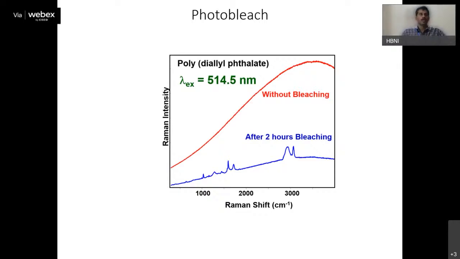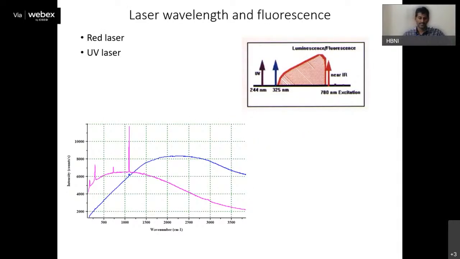Photo bleaching means there are some attached groups in the system, which, when you irradiate with photons, dissociate, and this fluorescence reduces with time. You can see that in real time when you are doing the measurement. Initially you get more intensity, and slowly this fluorescence comes down, and then you can get a reasonably good Raman spectrum. But it is not always possible to photo bleach. So there is another technique.